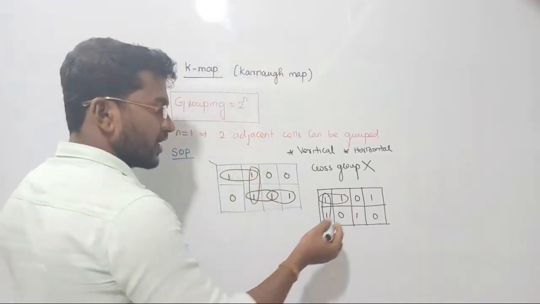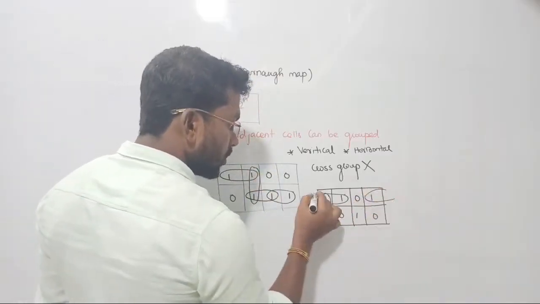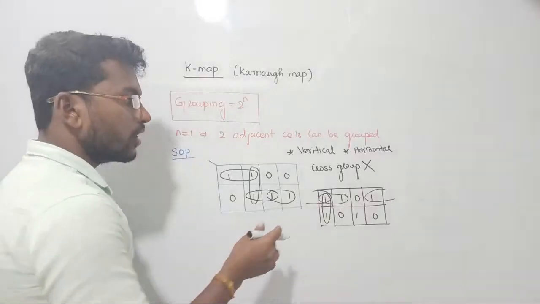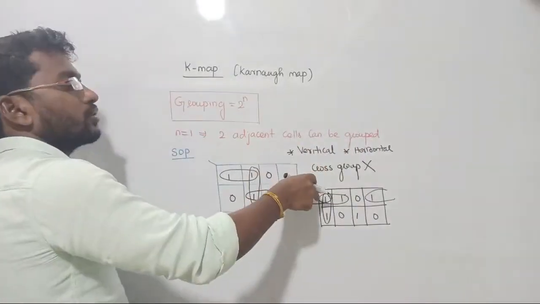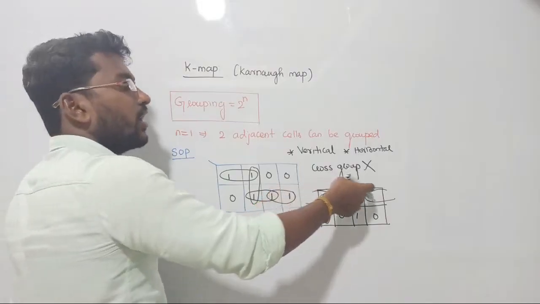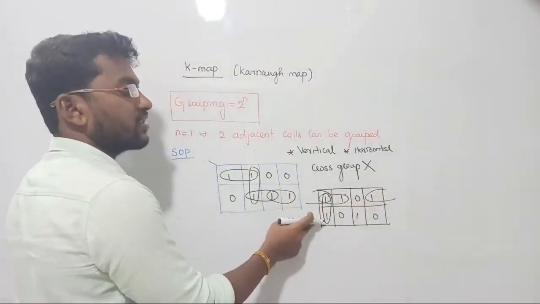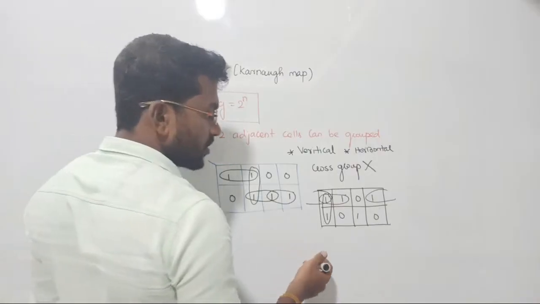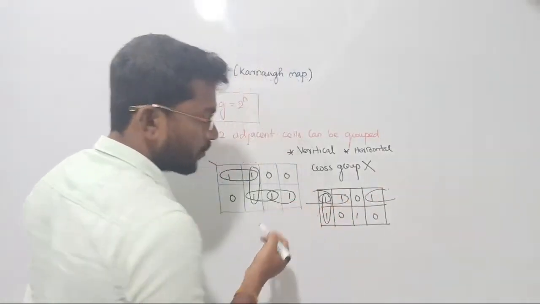Now see there, the last cell and the first cell are adjacent, right? So the last is coming back to the first one. The last one and the first one are always adjacent to each other, and these 2 are always adjacent to each other, right? So the conclusion is what? We can also perform this type of grouping, right?